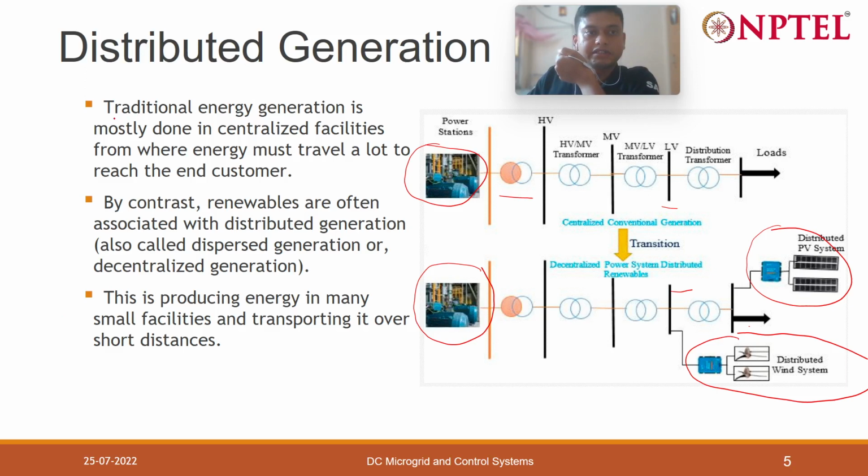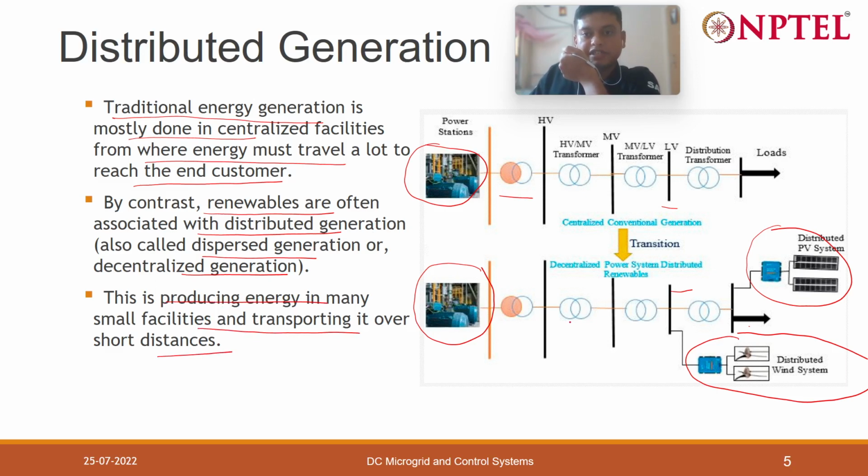So the traditional energy generation is mostly done in centralized facilities, from where energy must travel a lot to reach the end customer, like I just demonstrated. By contrast, renewables are often associated with distributed generation, also called dispersed generation or decentralized generation. These are the other names. This is producing energy in many small facilities and transporting it over short distances.